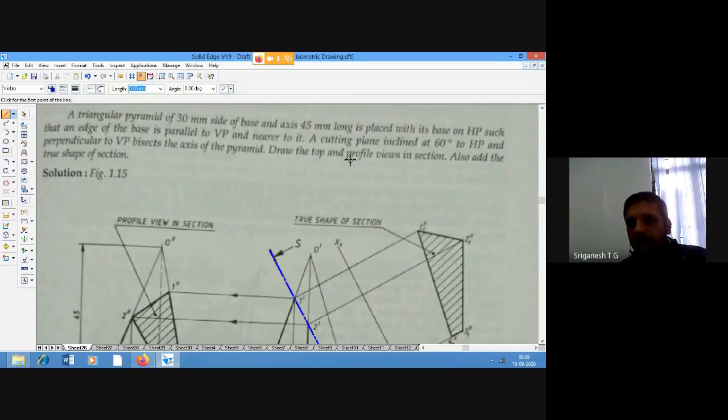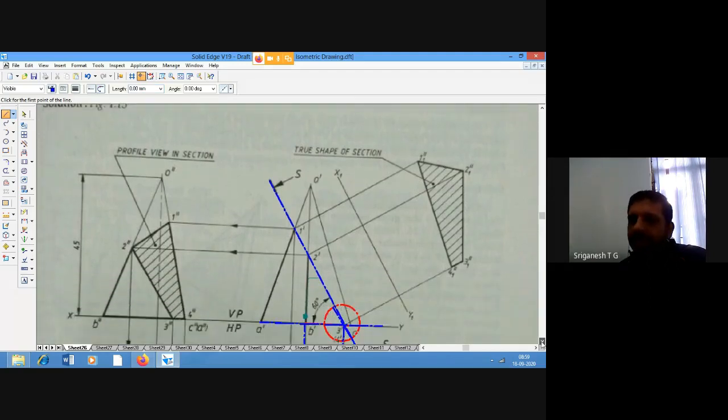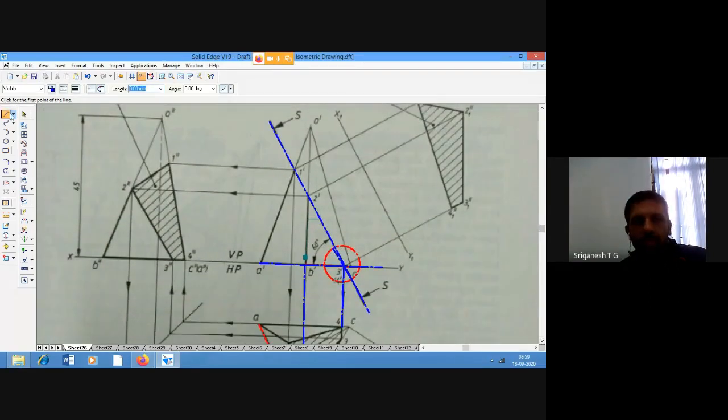Draw the top and profile views in section, not just the top view or just the profile view with its section. So when I look from here, when I look in this direction, I can see the side view, and this also gives me the section view in profile. Okay, profile view in section with the cut portion I can see.